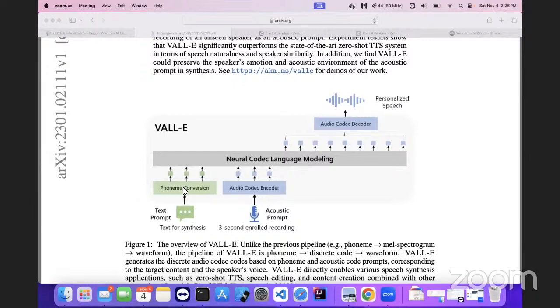Okay. Now, phoneme conversion will convert text into phonemes, and you can get the phonemes pretty much from dictionaries. I think many dictionaries give the phonemes for all the words. So you get the phoneme, and this goes as one of the inputs. Now, this audio also gets encoded.